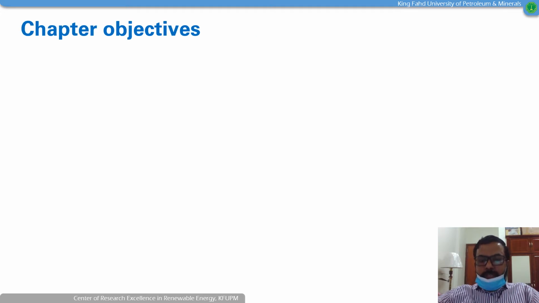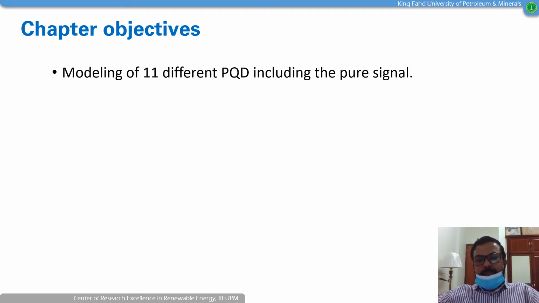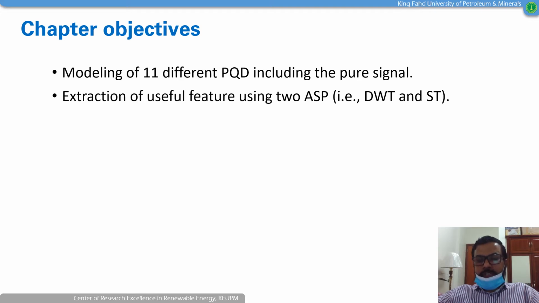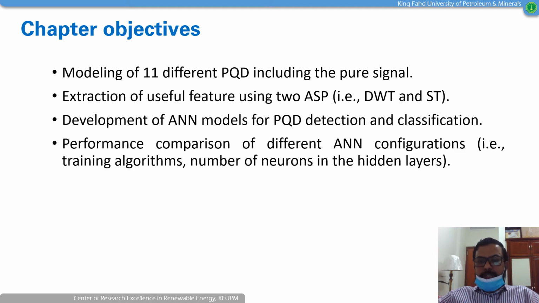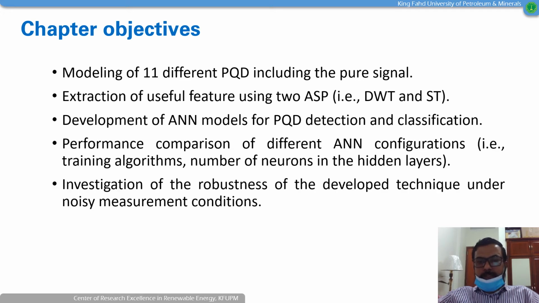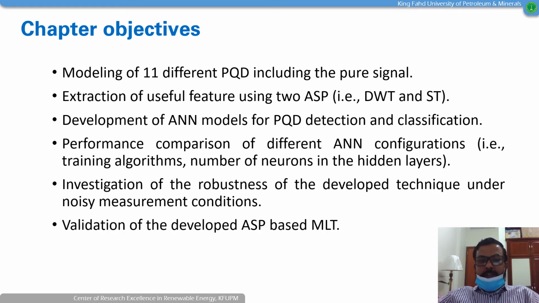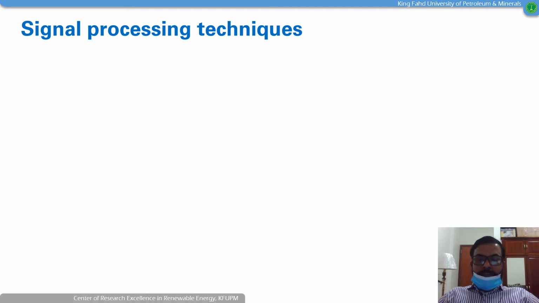This chapter mathematically models 12 different power quality disturbances. Then it extracts useful features using signal processing techniques. Then this chapter develops machine learning models for power quality disturbances detection and classification. After development of the signal processing based machine learning techniques, this chapter compares the performance of different configurations of machine learning models. Then it also investigates the robustness of the developed technique under noisy measurement conditions. Finally, this chapter validates the efficacy of the developed signal processing based machine learning techniques for power quality disturbances detection and classification.